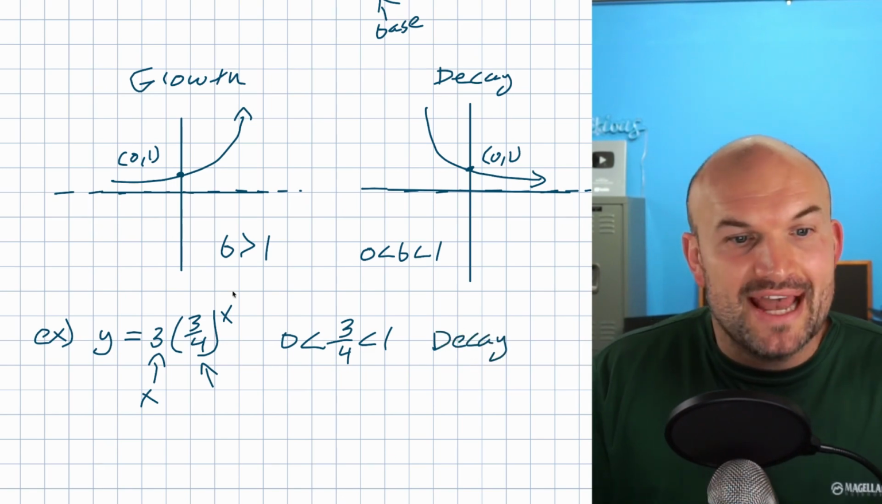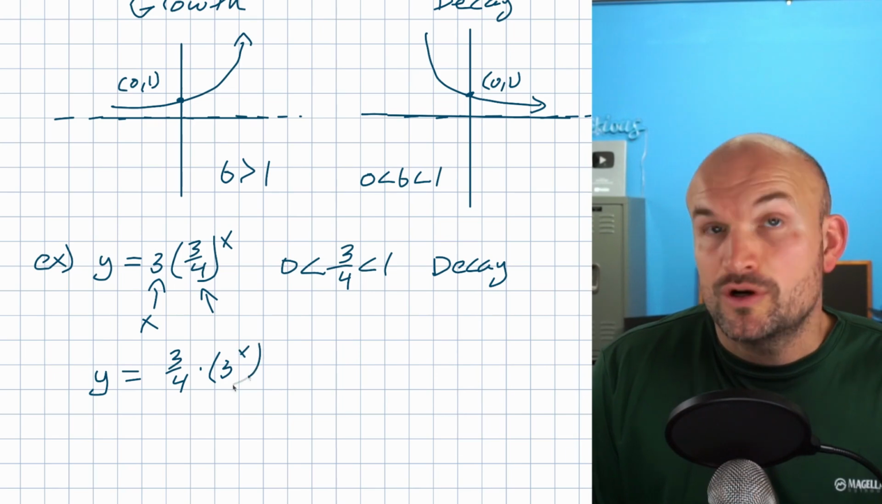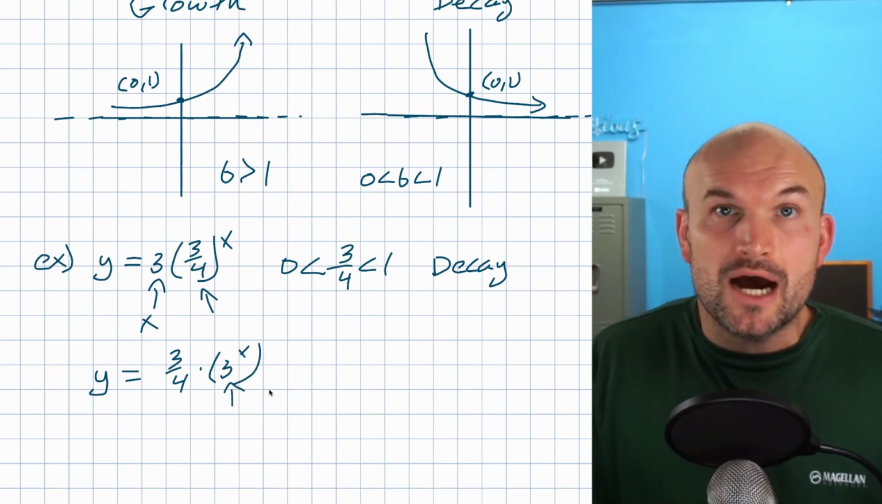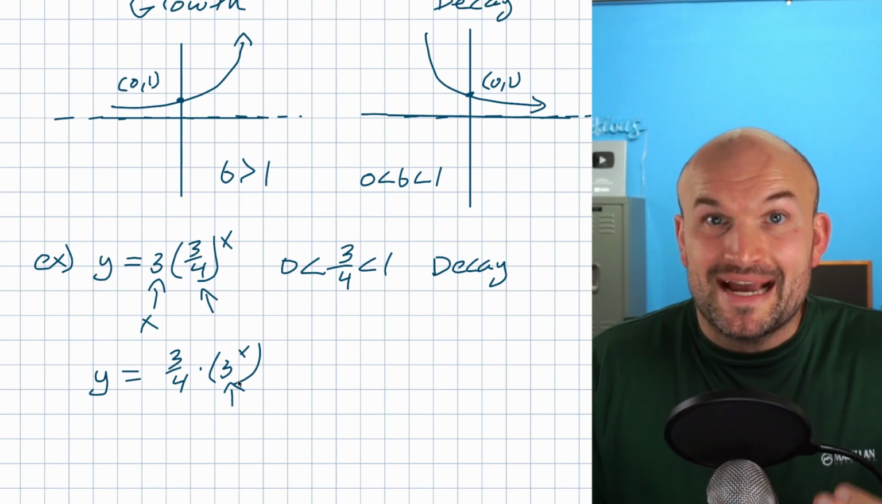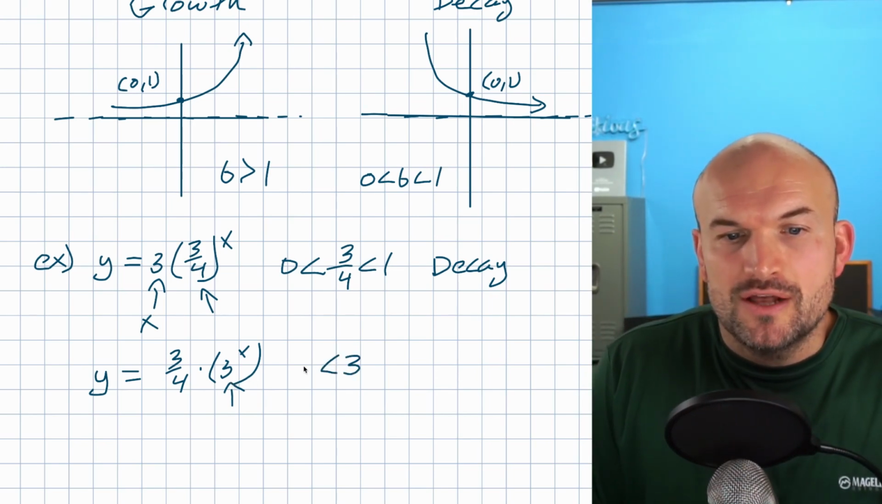So if I had these swapped, for instance, if I had y equals 3/4 times 3 to the x and wrote it like that, it doesn't really matter, but you can see now that the base of my exponential equation is 3, and 3 is going to be larger than 1.